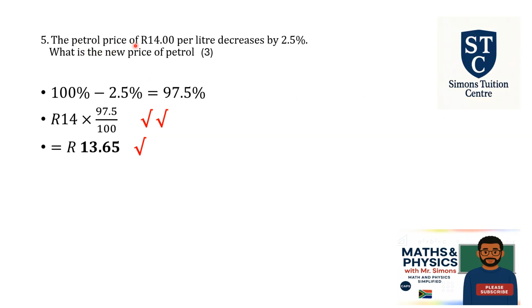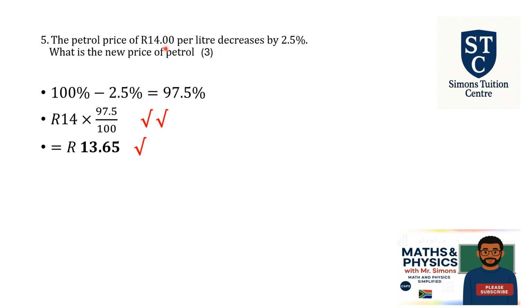The petrol price of 14 Rand per litre decreases by 2.5%. What is the new price of petrol for 3 marks? So we say 100 minus 2.5 gives me 97.5%. Decreased, so now it's 97.5% of its original price. That's why I'm subtracting.